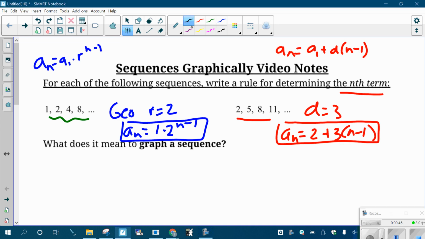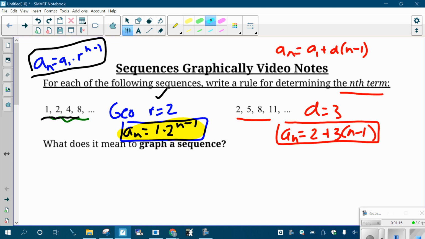Okay, so that's what I got for those two. Let's run through them real quick. So for this one, I looked at it and I said, am I adding something every time or multiplying? And I hope for that one you can figure out, oh, that one you're multiplying by something every time, meaning it's geometric. And that thing that you're multiplying by every time, that common ratio, is 2. Grab your formula and just plug in the missing parts. The first term was 1. The common ratio is 2. That's all you need to plug in. All together, I got a formula.